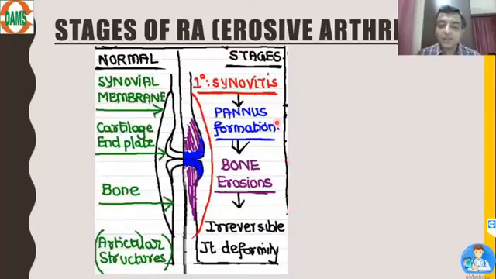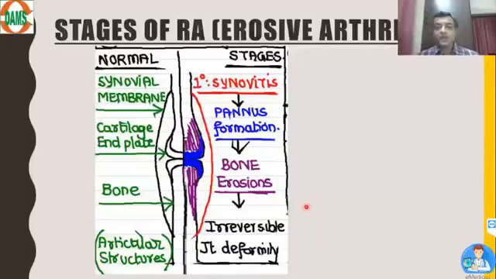Pannus formation means erosion of the cartilage end plate. You are comparing the two sides. And finally, we have bone erosion, which leads to irreversible joint deformity.